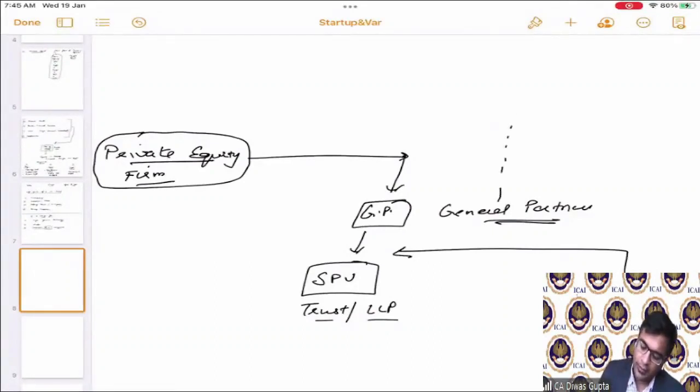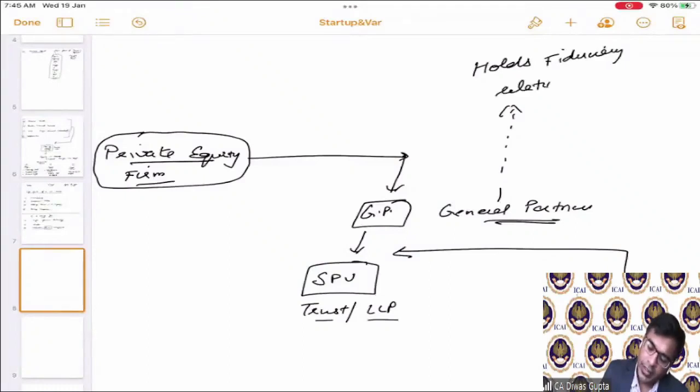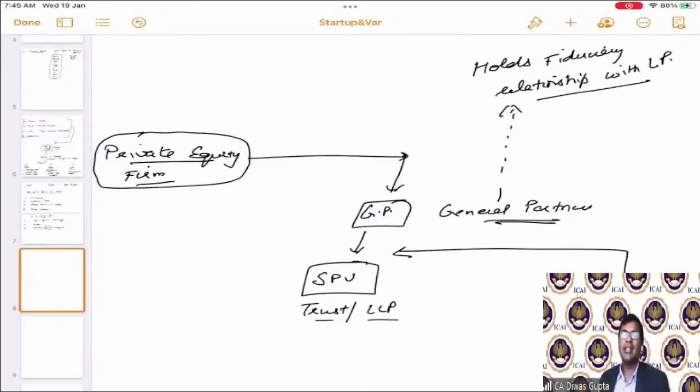And these general partners hold a fiduciary relationship with the limited partners. So basically, they have a fiduciary relationship with the limited partners.